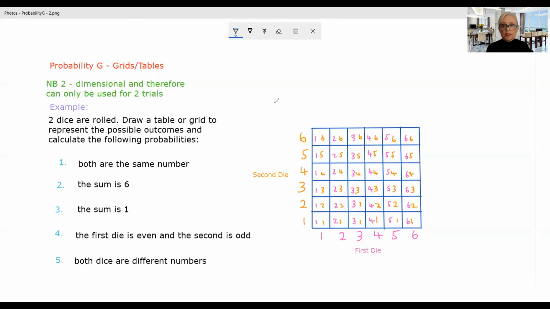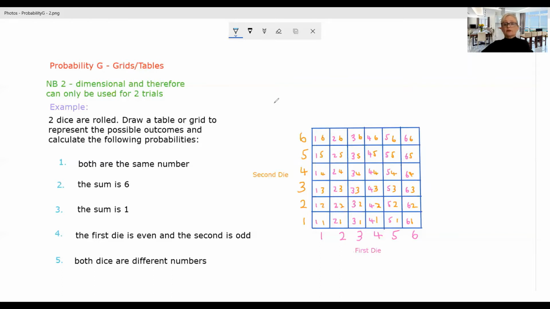There is an alternative, but the alternative has a drawback as well. And the alternative is grids or tables. The drawback is that whilst you can have a lot more possibilities for each option, for each trial, it's only two-dimensional. So it can only be two rolls of a die or two tosses of a coin or two children in a family, that sort of thing, or one roll of a die and one toss of a coin. The two-dimensional nature of this is somewhat limiting.